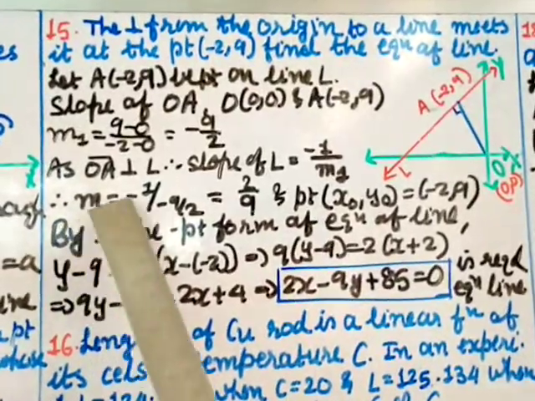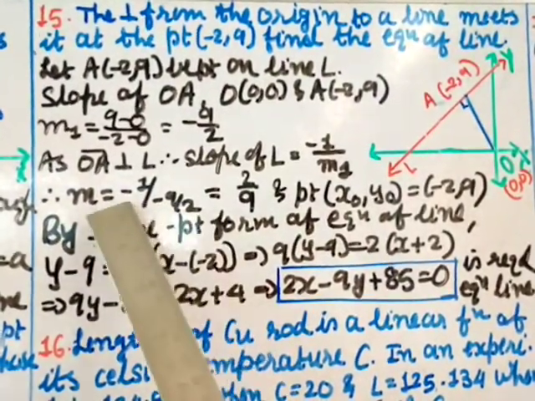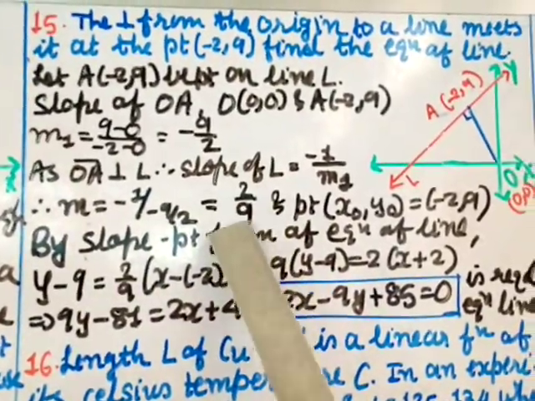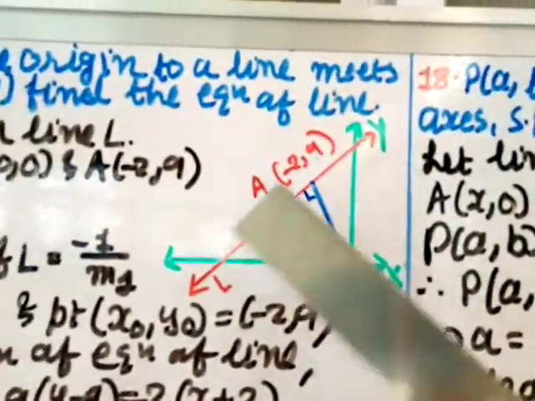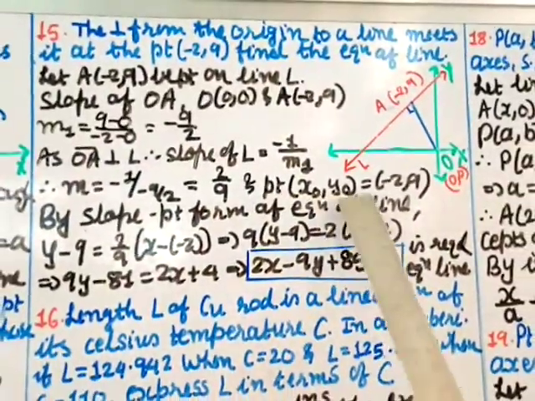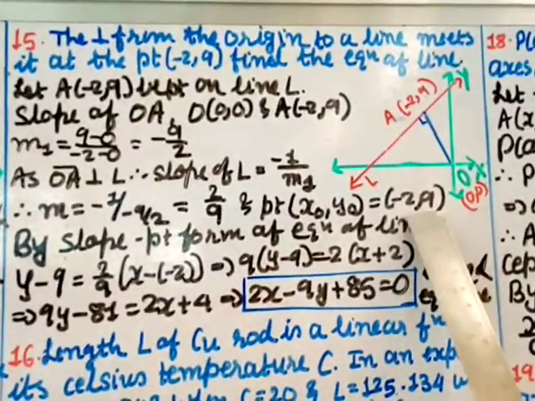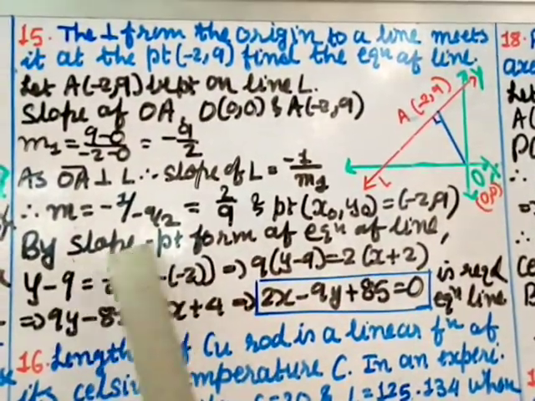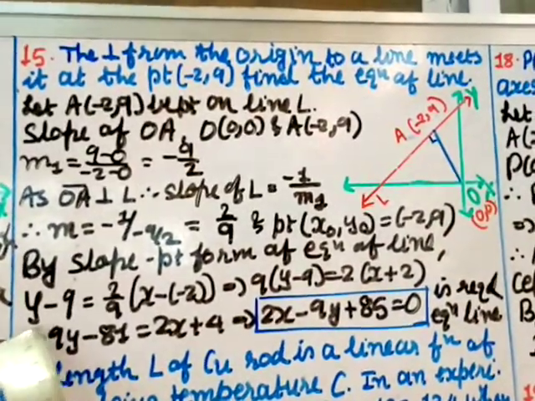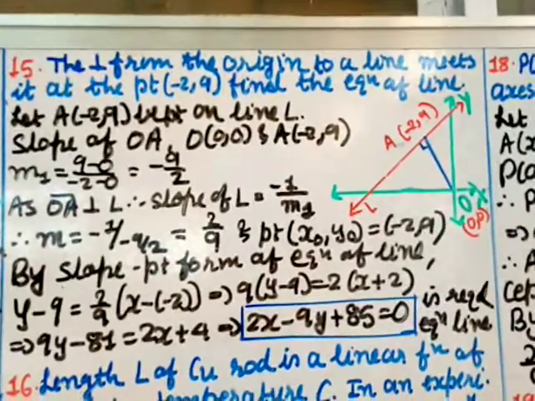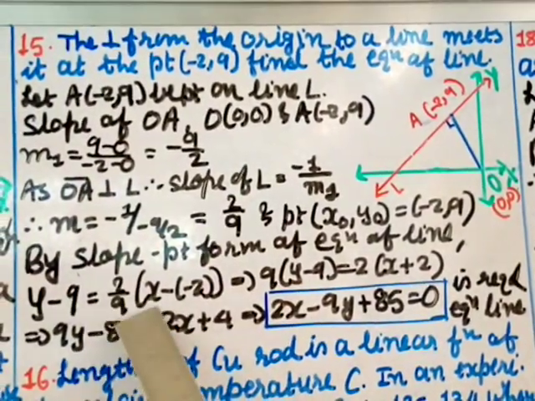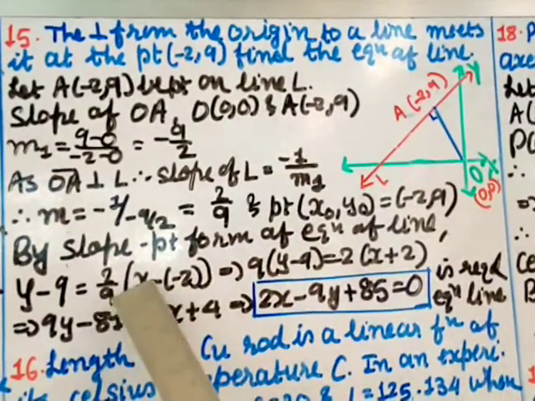So I have written m is equal to minus 1 by minus 9 by 2. So minus minus cancels, and this denominator comes into the numerator. So m value will be 2 by 9. And the point (-2, 9), A, is on the line. So you can call this (x naught, y naught). So I call point (x naught, y naught) as (-2, 9). So you have got a point, you have got a slope. So by slope point form of equation of line, y minus y naught equals m into x minus x naught. So y naught is 9, m is 2 by 9, and x naught is minus 2, so x minus minus 2.